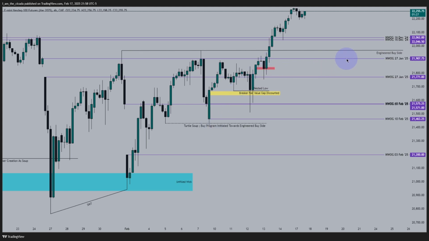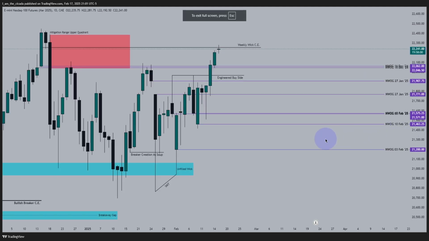After we had this push through the engineered buy side, we liquidated all the people that were shorting. Here now we have buy orders with us. This is where smart money buys. And then from here, we start to see that price pushes higher, uses the new opening gap here as support, and then we push higher towards the weekly consequent encroachment. Leaving us off where we are now.